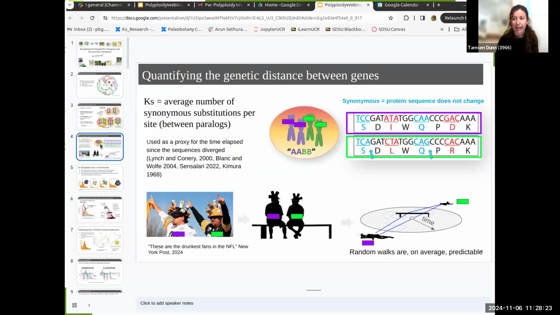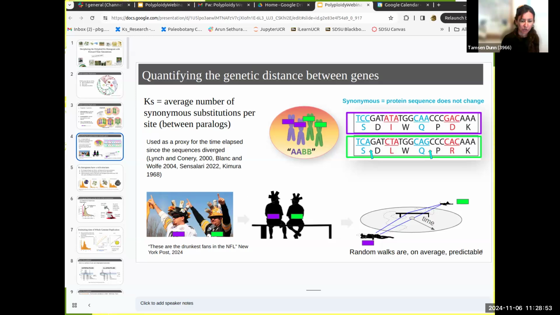So when we talk about KS, and Sylvia mentioned that a little bit today too, we're talking about the average number of synonymous substitutions that have been accumulated between those pairs of genes over time. They also accumulate non-synonymous mutations, but we're going to be talking about synonymous because they are kind of excused from selection for the most part. So we can use the accumulation of KS as a proxy for time.